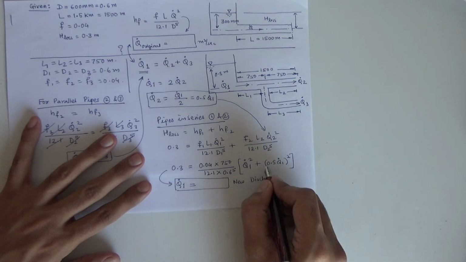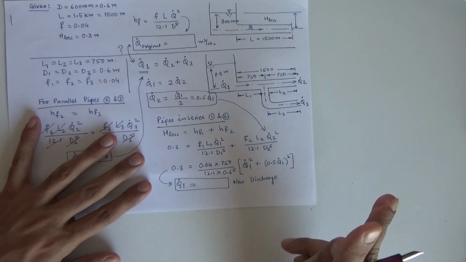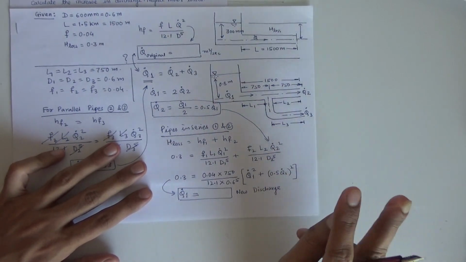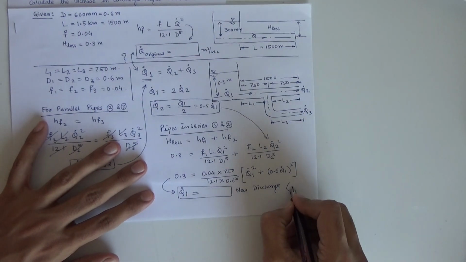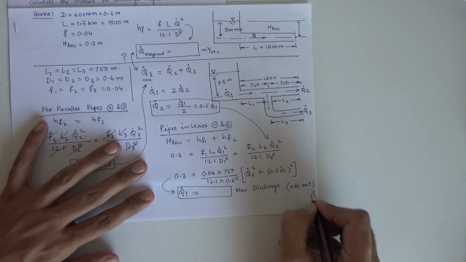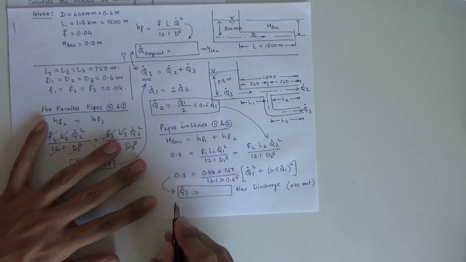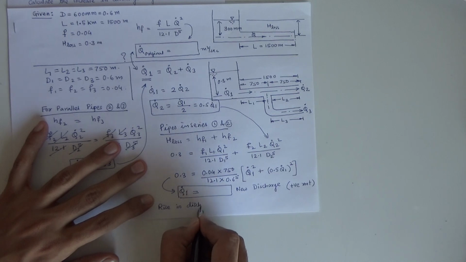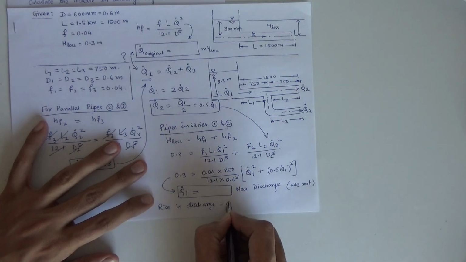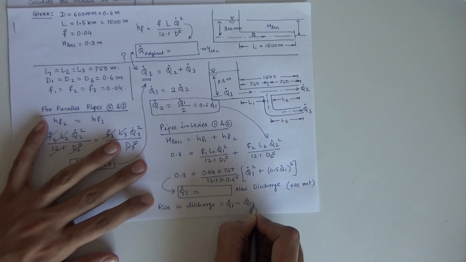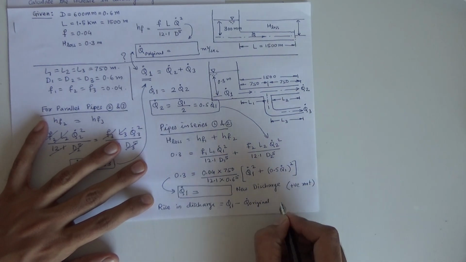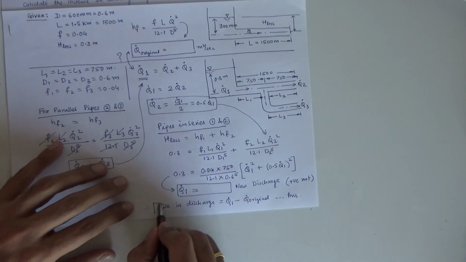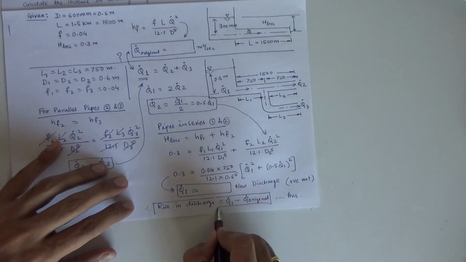Here you have to take, this is a quadratic equation, so it will give you two roots of the discharge. Solving that you will get a positive root and a negative root, and you have to take the positive root of the equation. So the positive root will be the new discharge, and the rise in the discharge is q1 minus q original. That is your answer. I hope that is clear to you.